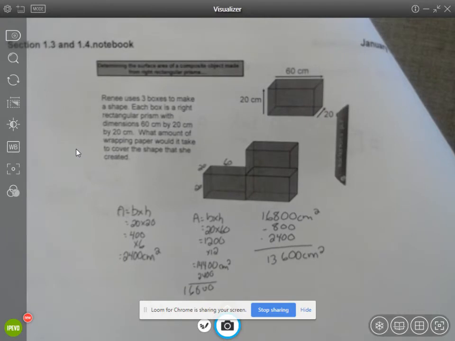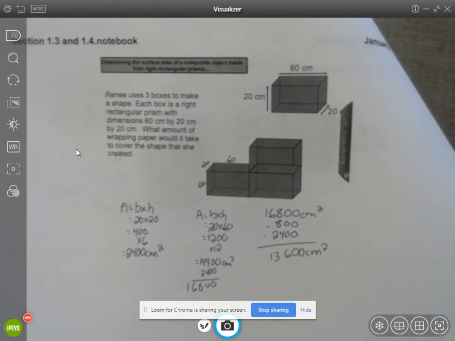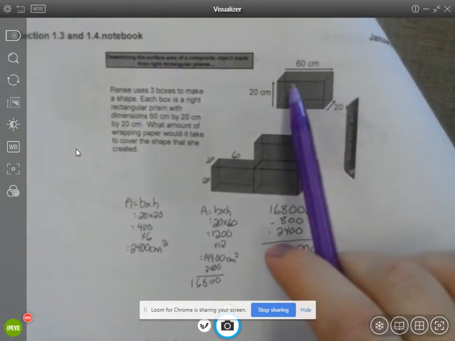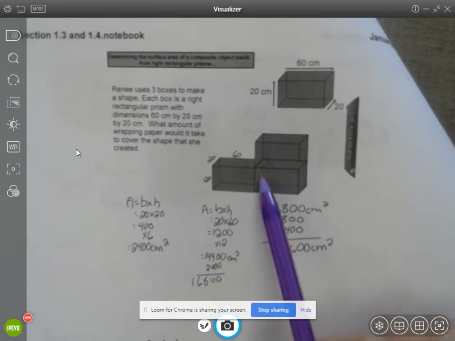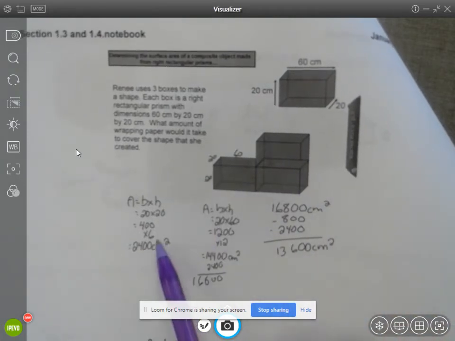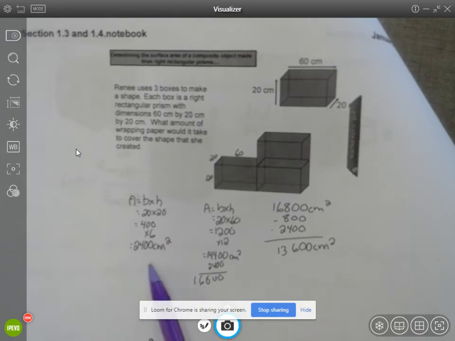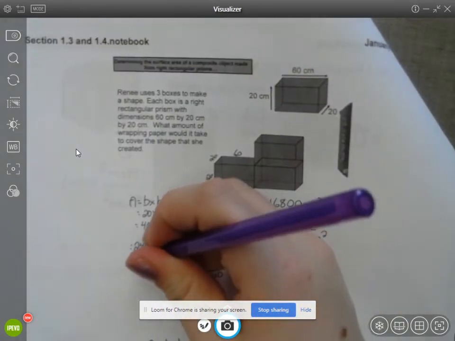So for this object, you would say area is base times height, 20 times 20, which is 400. And that would be the end shapes right here. Now, because I have 3 of these boxes, I have 1, 2, 3, 4, 5, 6 ends, multiplied by 6, which equals 2,400. Okay, so this is the sides.